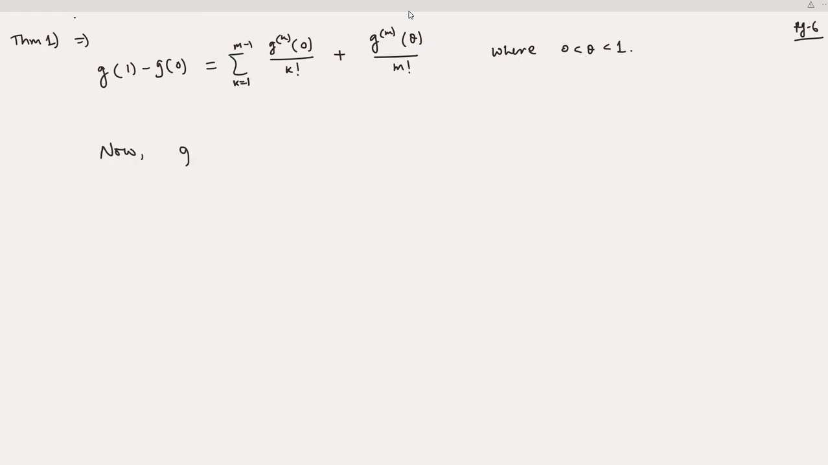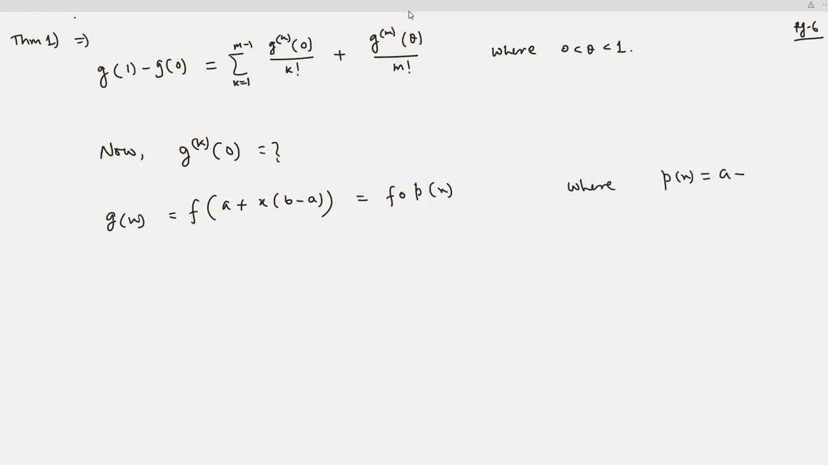Now we compute g superscript k at 0. So what is g of x? Let us write the expression: f at (a plus x times (b minus a)). And this is equal to f composed with p at x, where p of x equals a plus x times (b minus a).